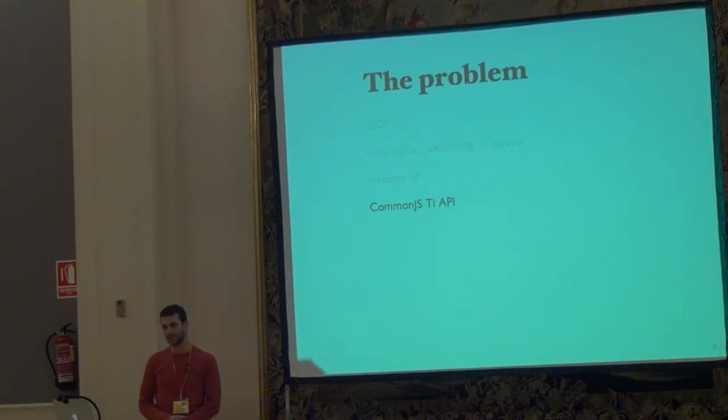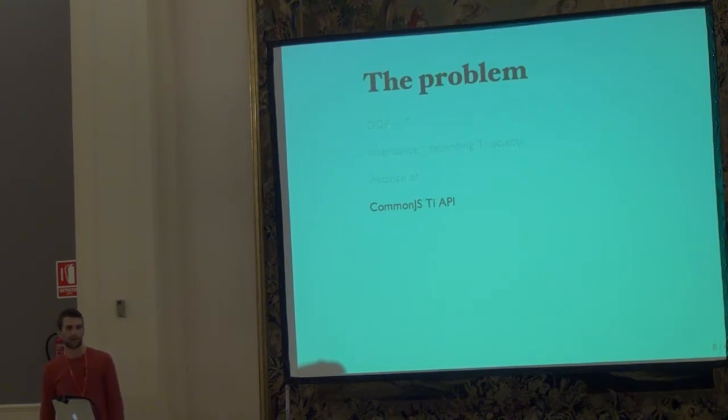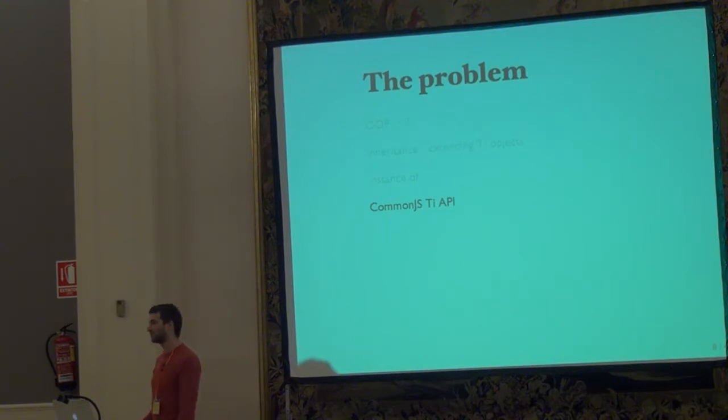CommonJS and the Titanium API. Titanium introduced CommonJS in version 1.8, but the Titanium API is still not written in that way. So you cannot just require UI button and store it in a local variable in your CommonJS module. Instead, you have to use Ti.UI.createButton all the time. This is maybe not a big problem, but I wanted something that would suit the CommonJS approach more.